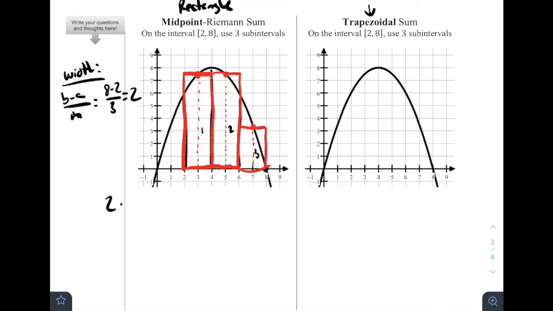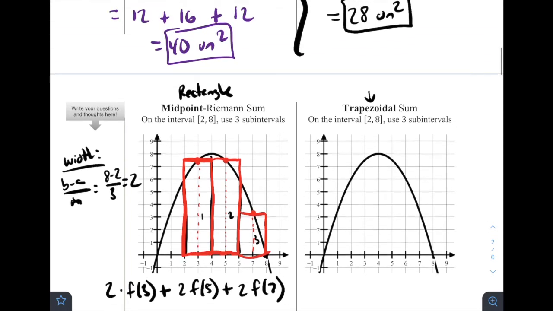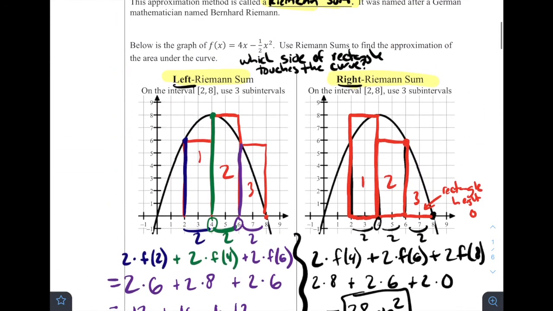So we're going to say 2 times f of 3, plus 2 times the height of this rectangle, which is what the function height was when x equals 5. So 2 times f of 5. And then our last rectangle was the height when x was 7. So 2 times f of 7. In this case, again, we're going to want to use our calculators to estimate this, or maybe it's a no calculator problem and you've got to plug them in. But we're going to use the actual function here to do that.